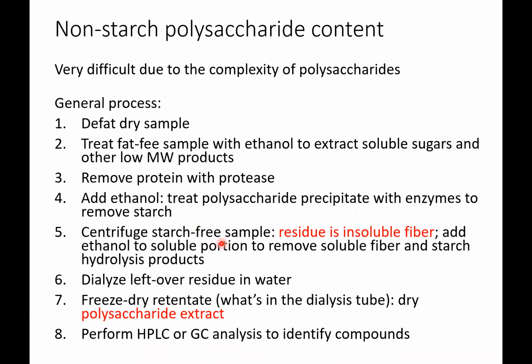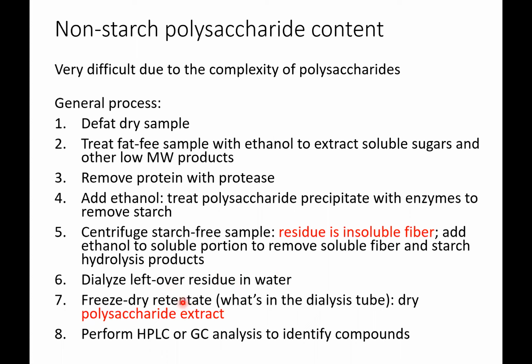Then you centrifuge the sample. You get residue as insoluble fiber. You add ethanol to the soluble portion to remove the soluble fiber and the starch hydrolysis products. And then you go by dialysis.